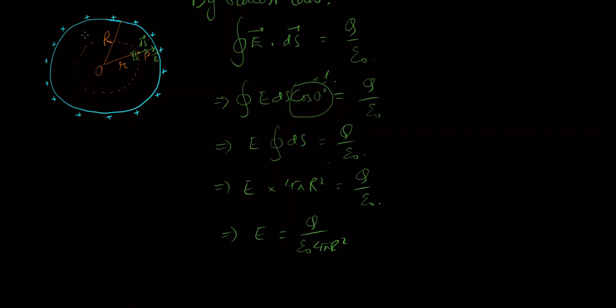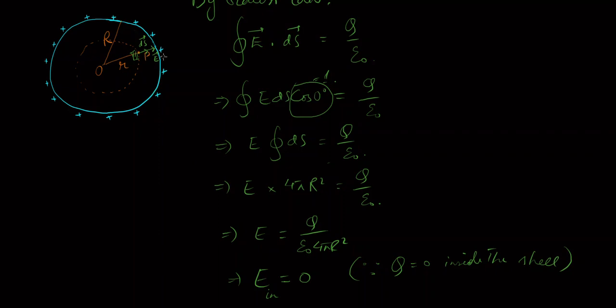Inside, is there any charge present? There's no charge present inside. You can see that the charges are residing only on the outer surface. So this will give you 0, since Q is equal to 0 inside the shell, because the shell here is a conductor. So E in here is 0. So we understand that inside of the shell there is no field.